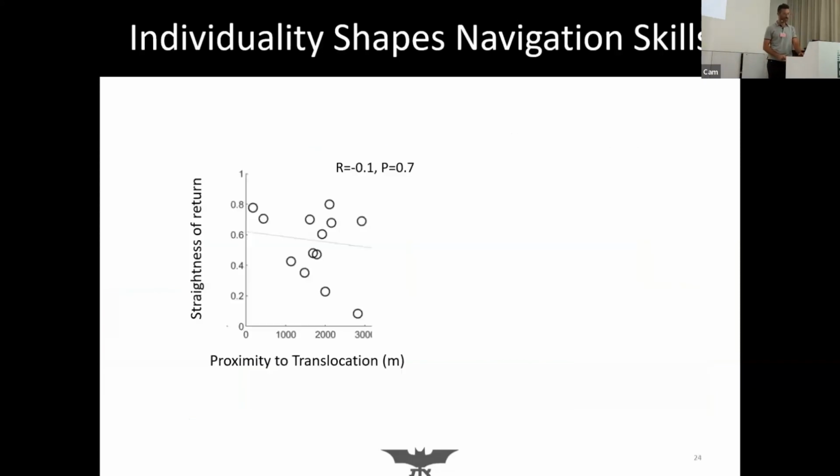We can quantify this. We measure the straightness index: how straight do they fly home? We see that this is the proximity to the translocation point. So, have they been near this translocation point in the past? And you see there's no correlation. So even if a bat has been near this location in the past, it doesn't mean that it will navigate home more directly.